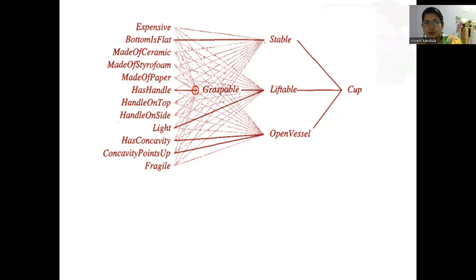Let it be expensive, bottom is flat, made of ceramic. All these are the extra attributes which are added based on this. This graspable has an input. The output of this hidden layer is given as input to this graspable one. Considering all this, the output at stable is considered, the output at liftable is considered, and the output at open vessel is also considered.